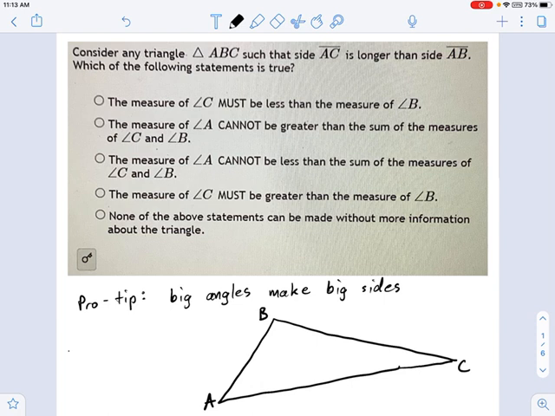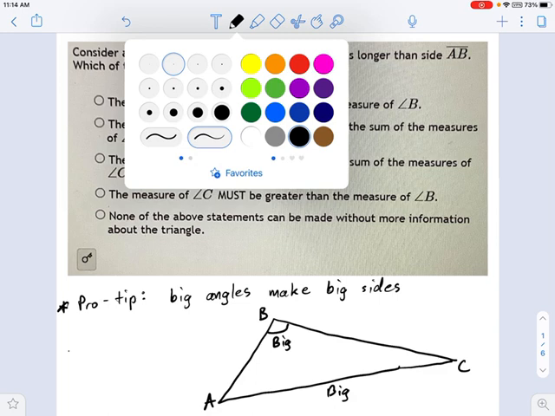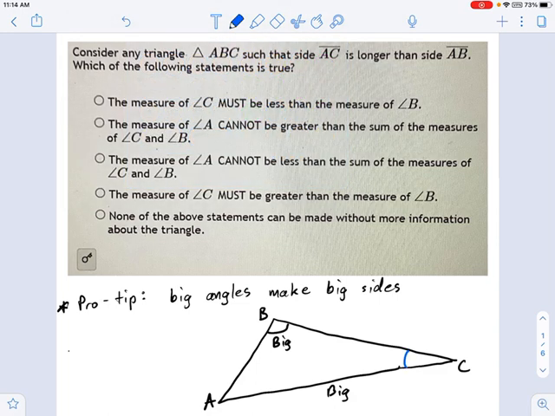Now, the second thing, once you've drawn a triangle to help you through it, is remembering this pro tip right here. Big angles make big sides. And here's what I mean by that. See this angle right here? That's big. And so is this side right here. That's big. Whereas this angle over here is not big, and it makes a side over here that is not big. So this is going to be true for all triangles. Right triangles, acute triangles, obliques, it doesn't matter.